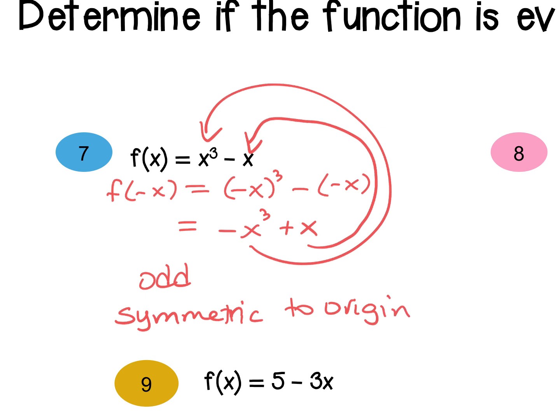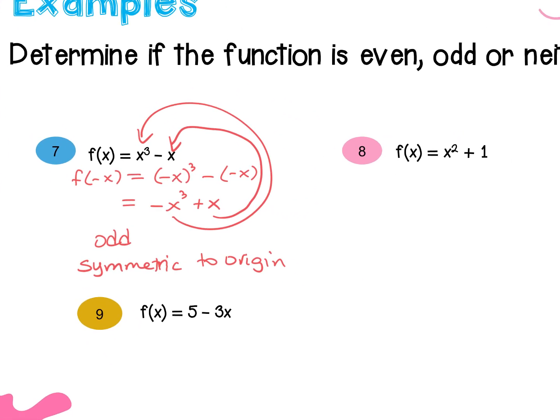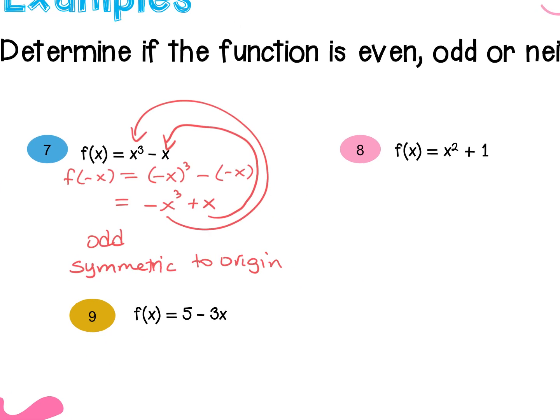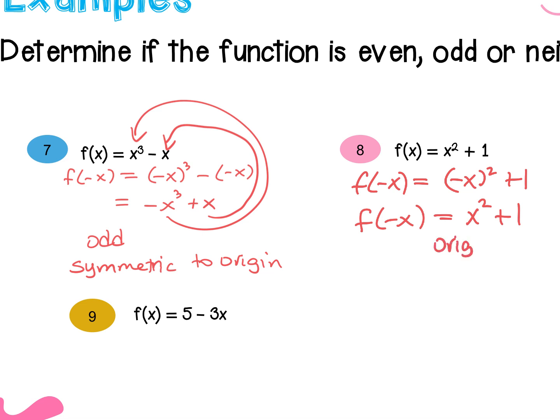Let's try number 8. This is actually the graph of a parabola. Again, let's make all the x's opposites, make them all negative. And again, let's simplify it down. Whenever I square a negative number, it becomes positive. This went back to the original. So when it goes back to the original, then I know it's an even function, and the symmetry is going to be to the y-axis.